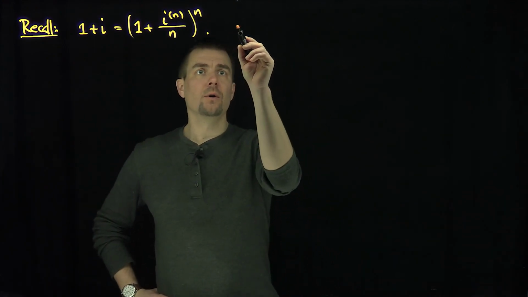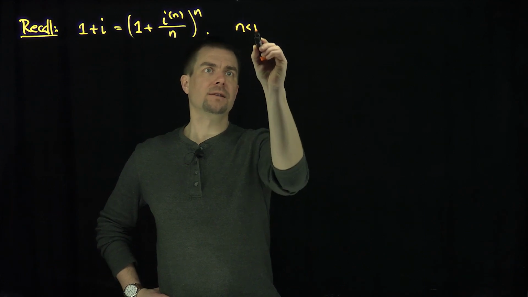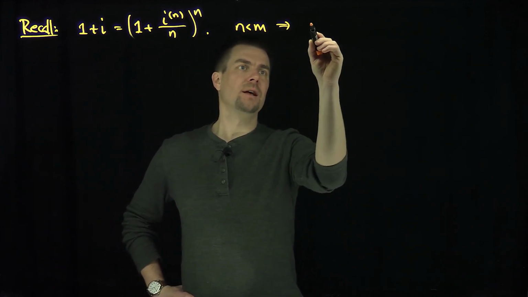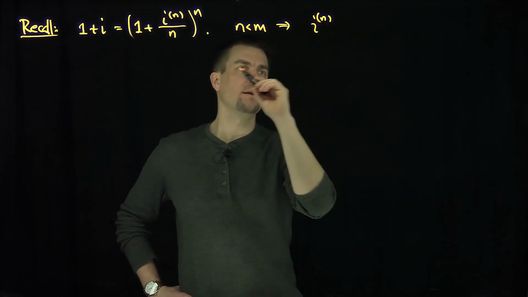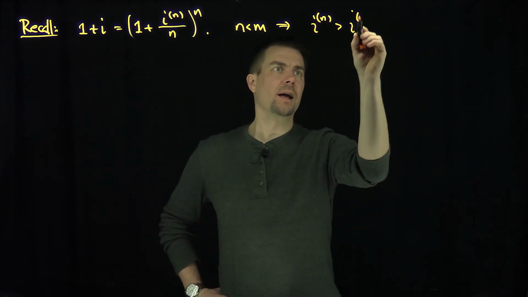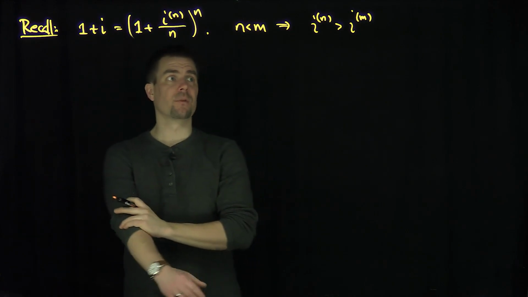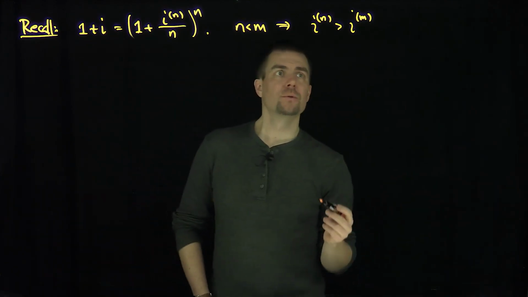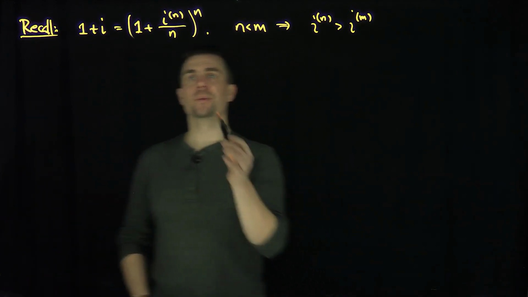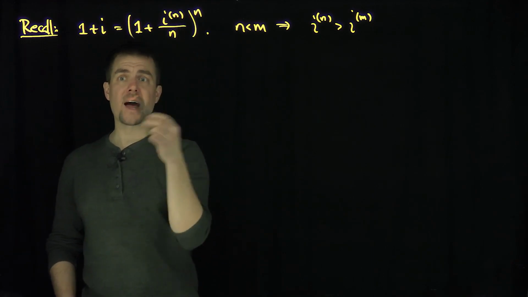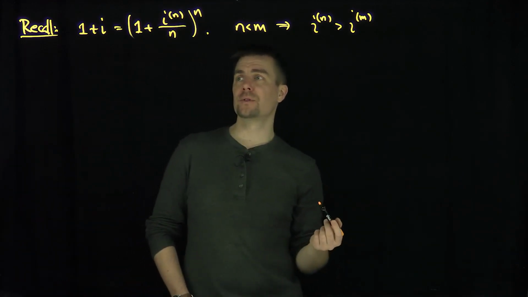So the first thing we're going to show is that if n is less than m, this implies that i_n is bigger than i_m. In other words, these nominal rates of interest are decreasing as the number of compoundings gets larger. To this end, we're going to use some calculus. I'm going to replace this n with an x to put it in more standard calculus notation.